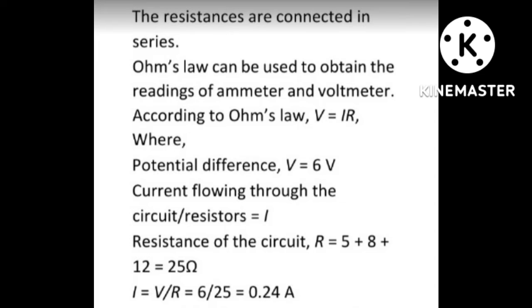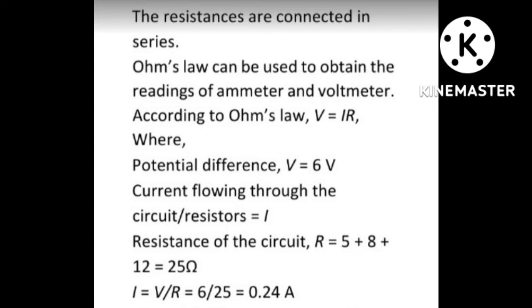Here Ohm's law can be used to find the readings of ammeter and voltmeter, and according to Ohm's law we have V equal to I into R, where V is the potential difference and it is given that V is 6 volt here and current flowing through the circuit is I. So how can we calculate the resistance of the circuit? Here the resistors are connected in series, that is why R will be equal to R1 plus R2 plus R3, that is 5 plus 8 plus 12 ohm, that will be 25 ohm.